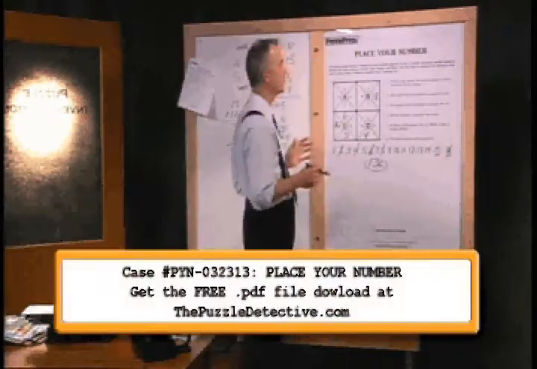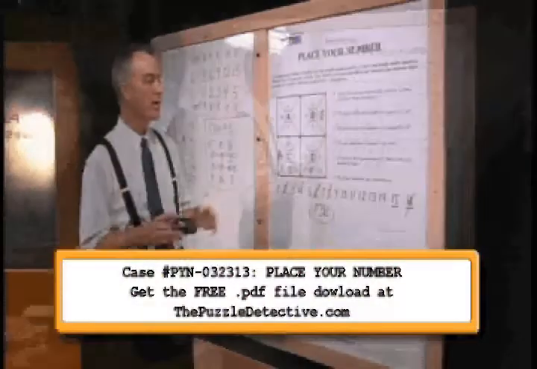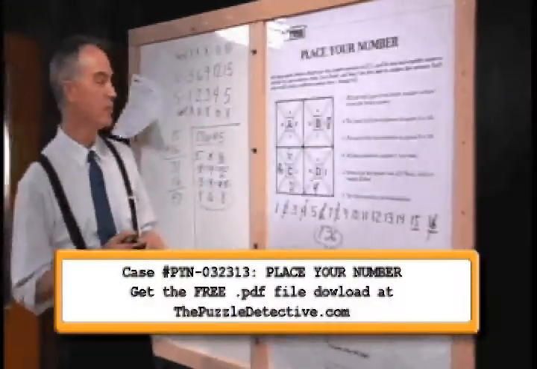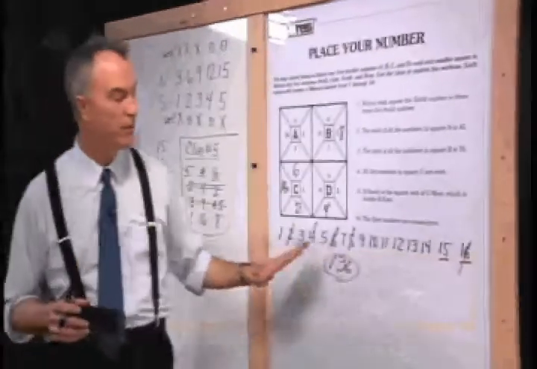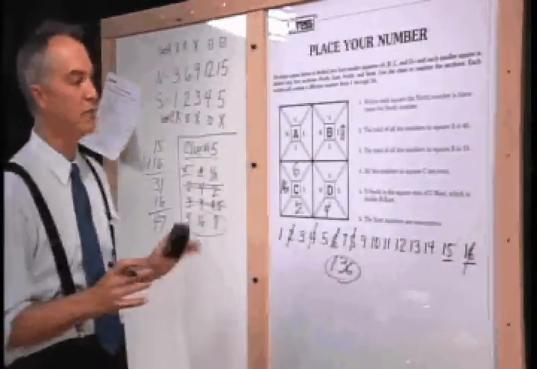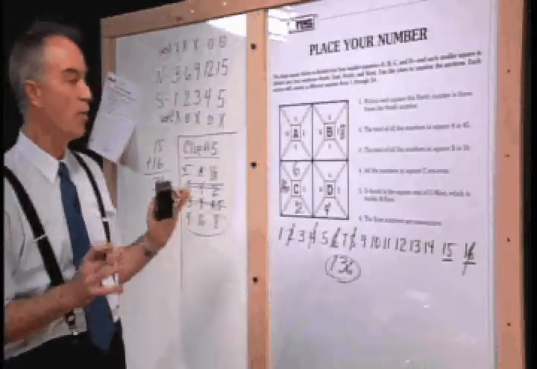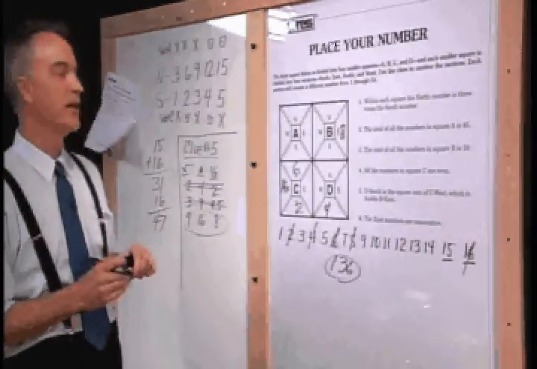Today we're working on a puzzle called Place Your Number. We've already placed several numbers. We've placed 5 of them as a matter of fact, and we've crossed them off as we continue trying to place all of the numbers from 1 through 16 into the grid.